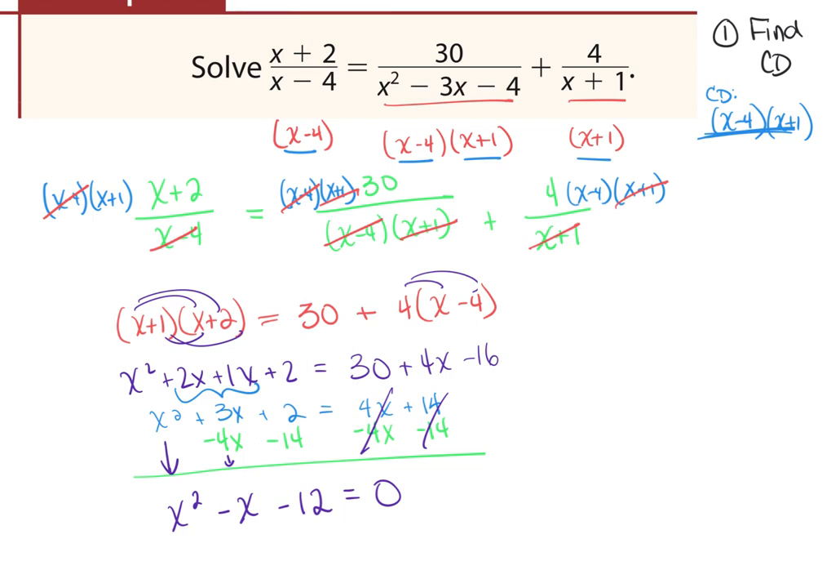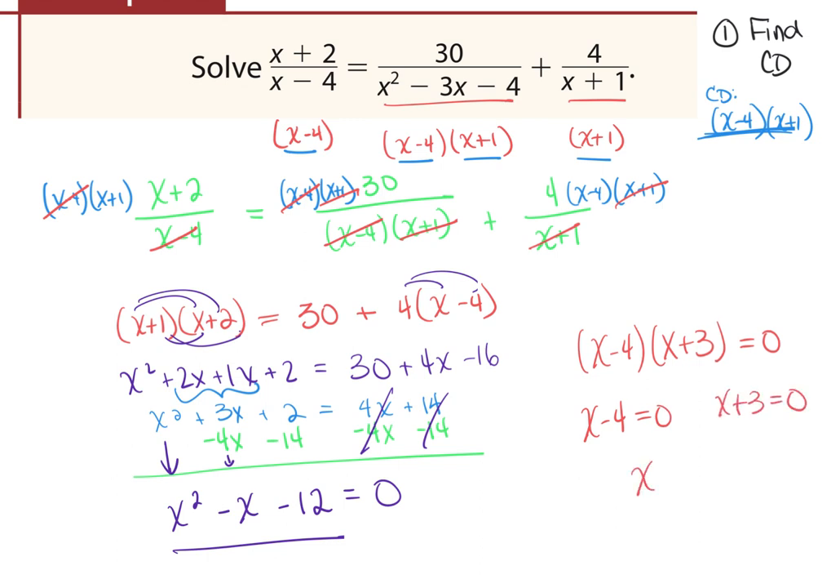How do I solve something like this? It's a quadratic. Yeah, I'm going to factor it and set each factor equal to 0. This is pretty easy factoring. What is my factoring here? So I have x minus 4, x plus 3 equals 0. Set each factor equal to 0. What are my two possibilities here? x equals positive 4, negative 3.